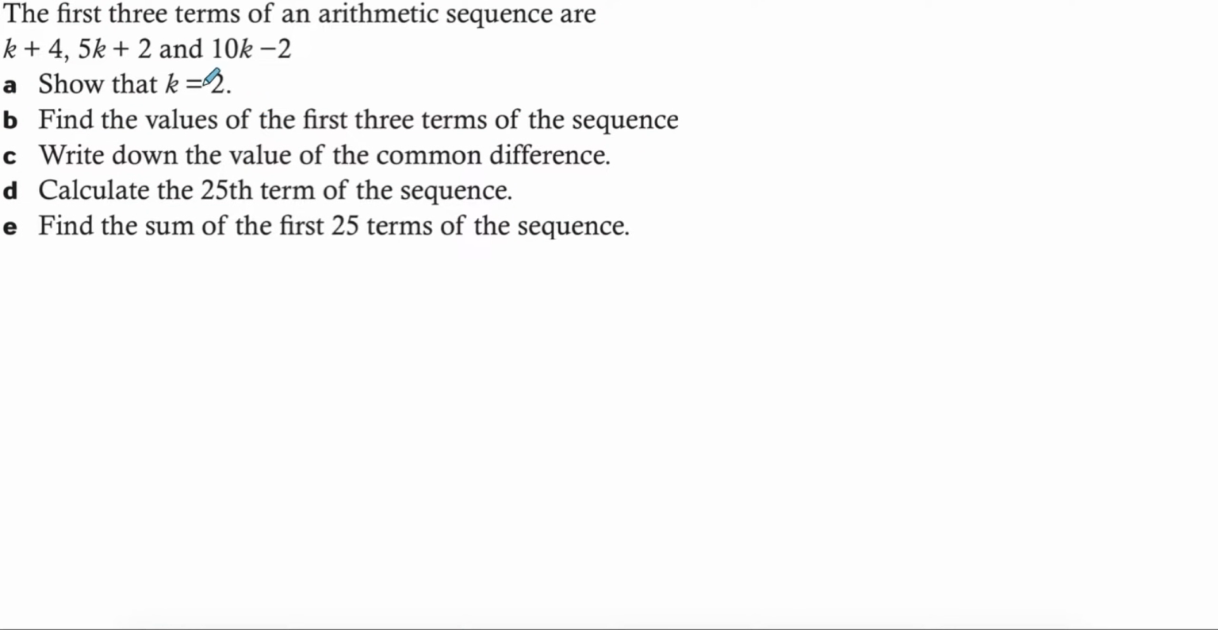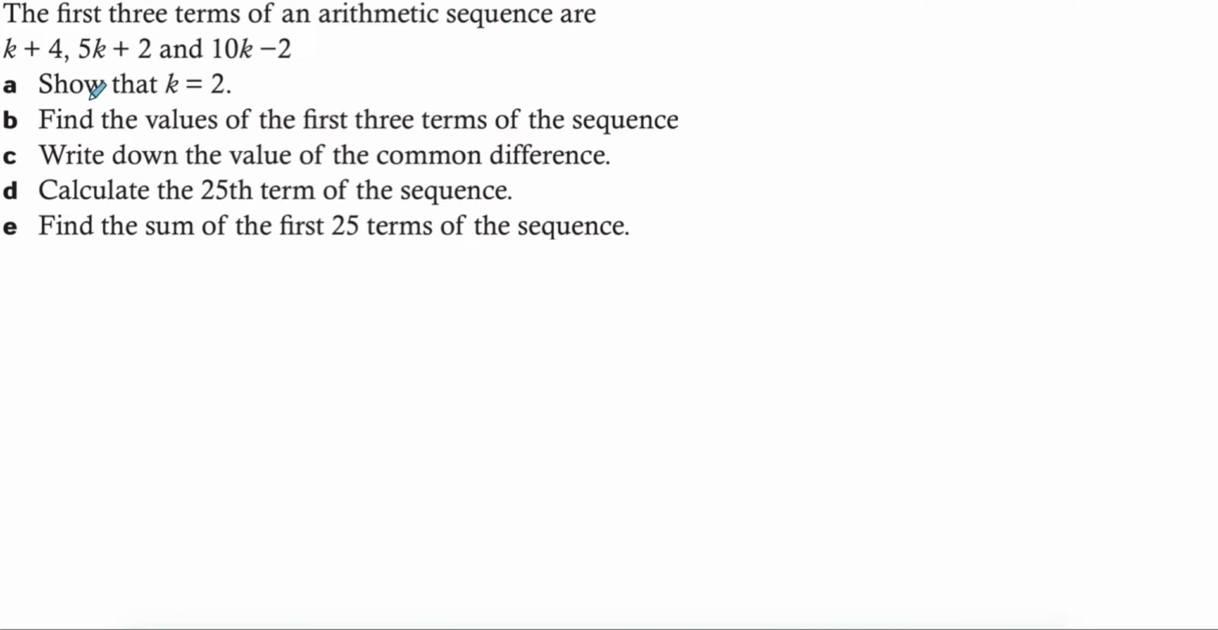Just a hint: if you're stuck at part A, you can skip it and use the fact that they've given you k equals 2 to solve the other questions. So don't just ignore the complete question if you're stuck at part A. You know k is equal to 2, then you can solve everything else. For part A, it's just to show that k equals 2.